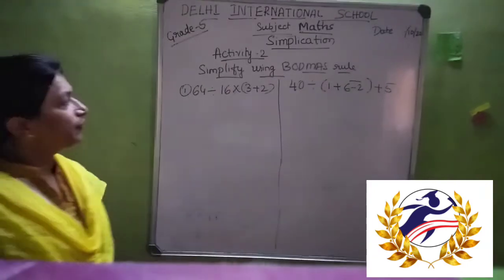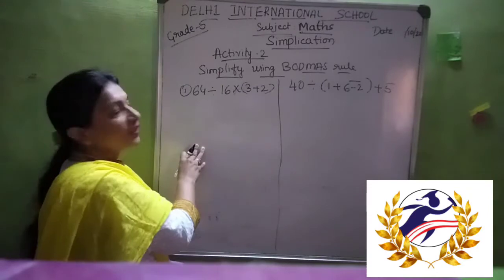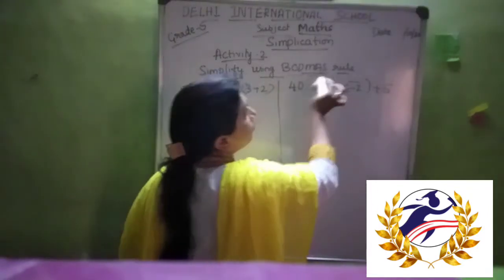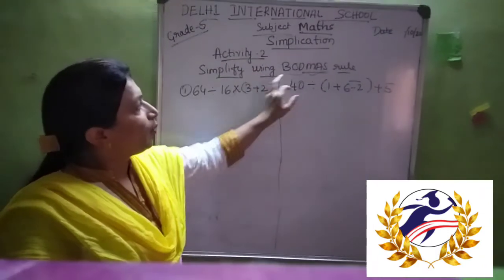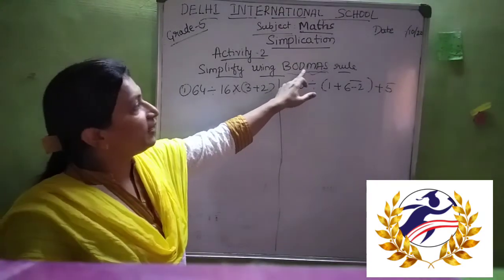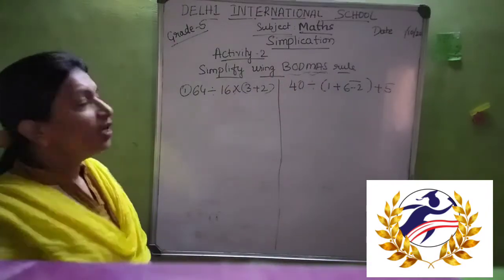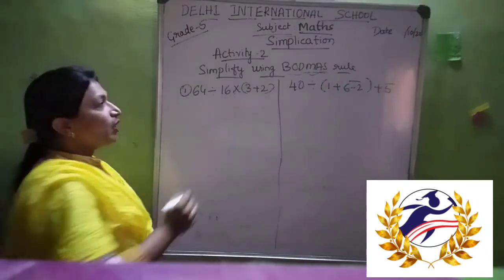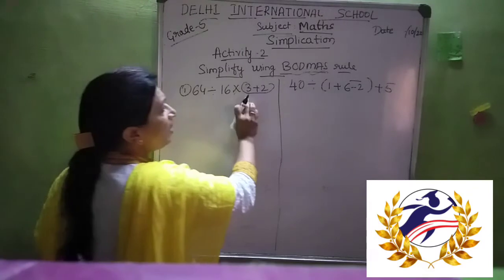So this is 64 divided by 16 into (3 plus 2). According to the BODMAS rule, first we have to solve the problem inside the bracket, and then of, then division, multiplication, addition, and last subtraction. By following that rule, we will solve this problem now. First we should see what is there inside the bracket.